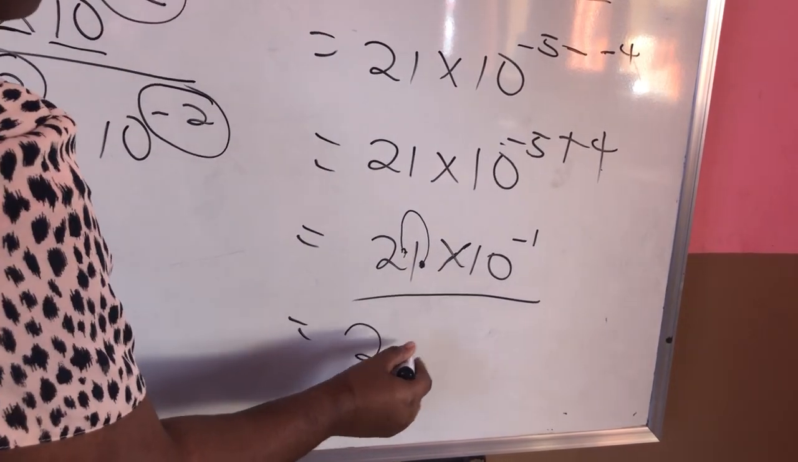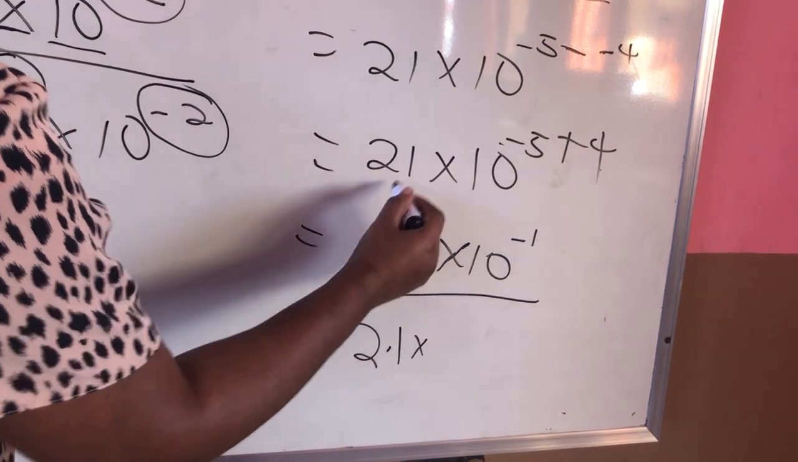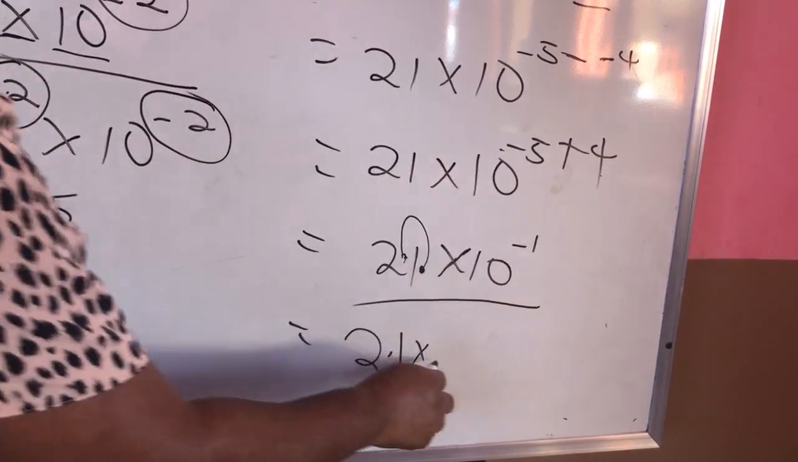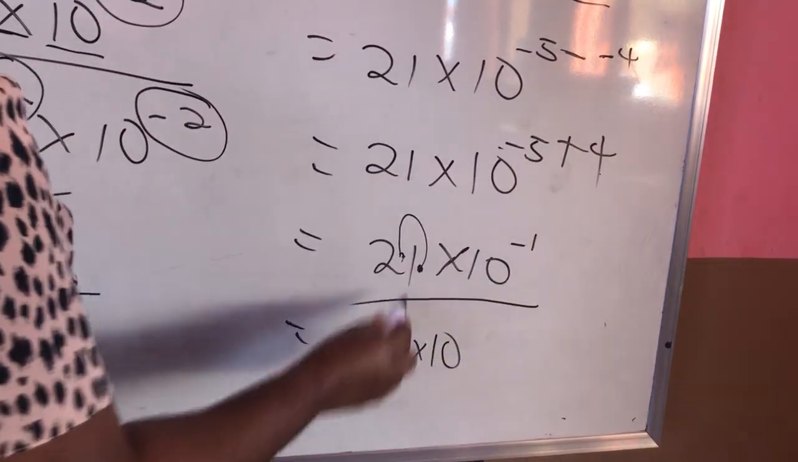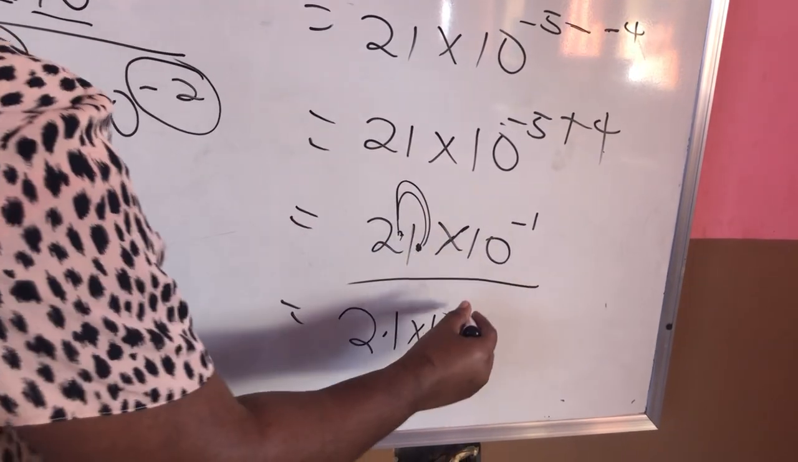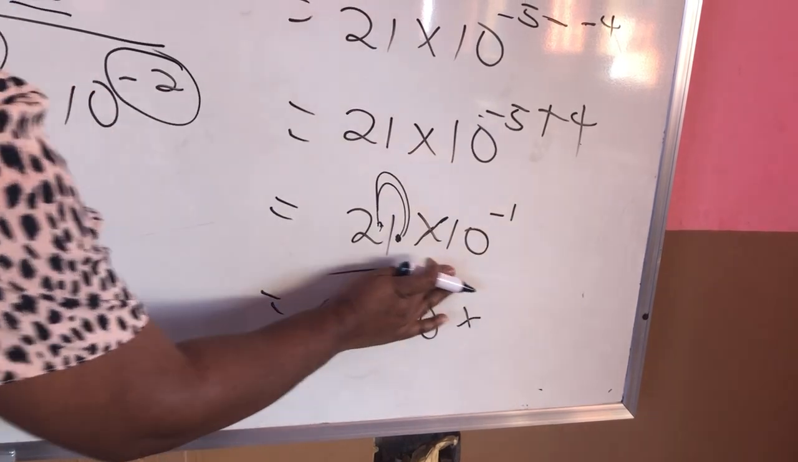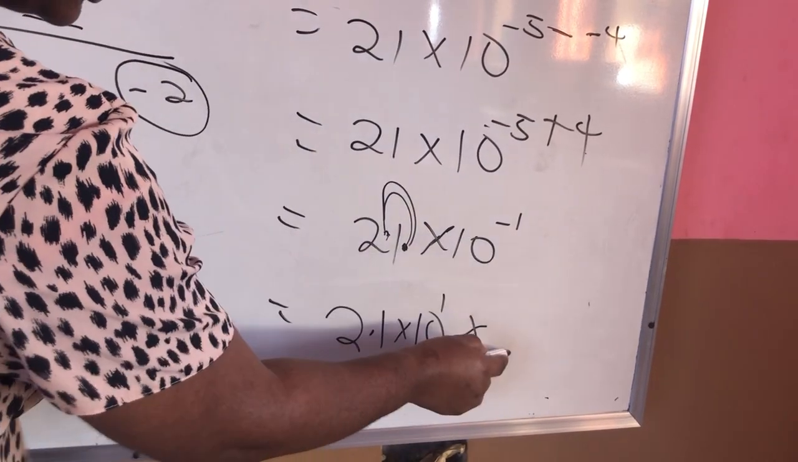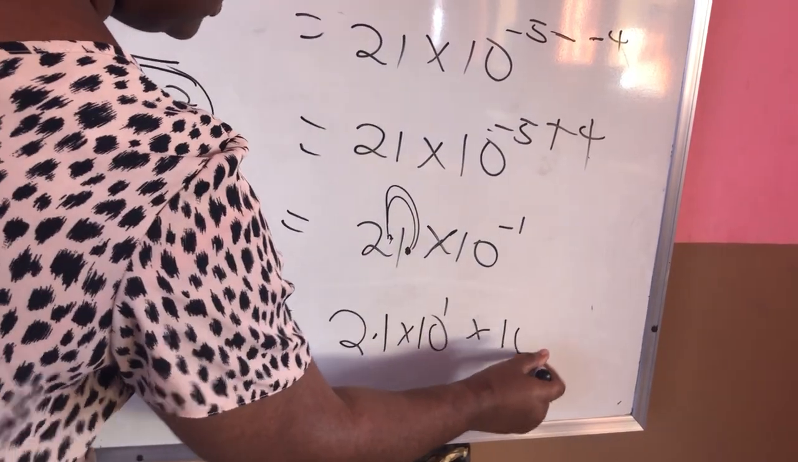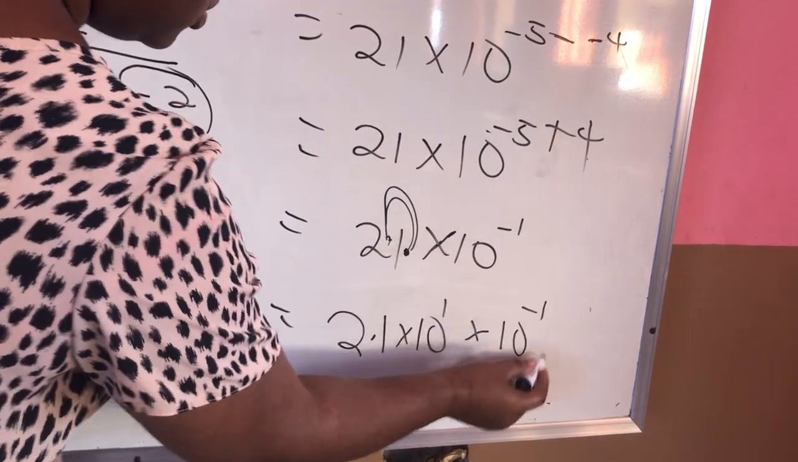So now I have 2.1. How many times did I move? Because I'm moving from the right to the left, my power will be a positive number. How many times did I move? I moved only once. So I have 10 to the power 1. Then don't forget this one. This one will also come down and join. So times 10 to the power negative 1. So this one also came down to join.